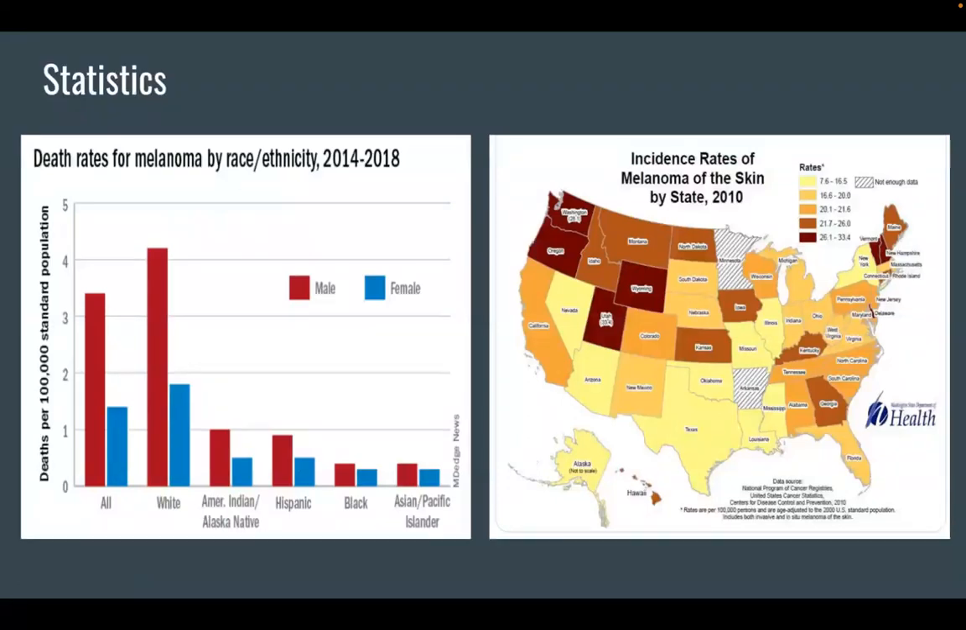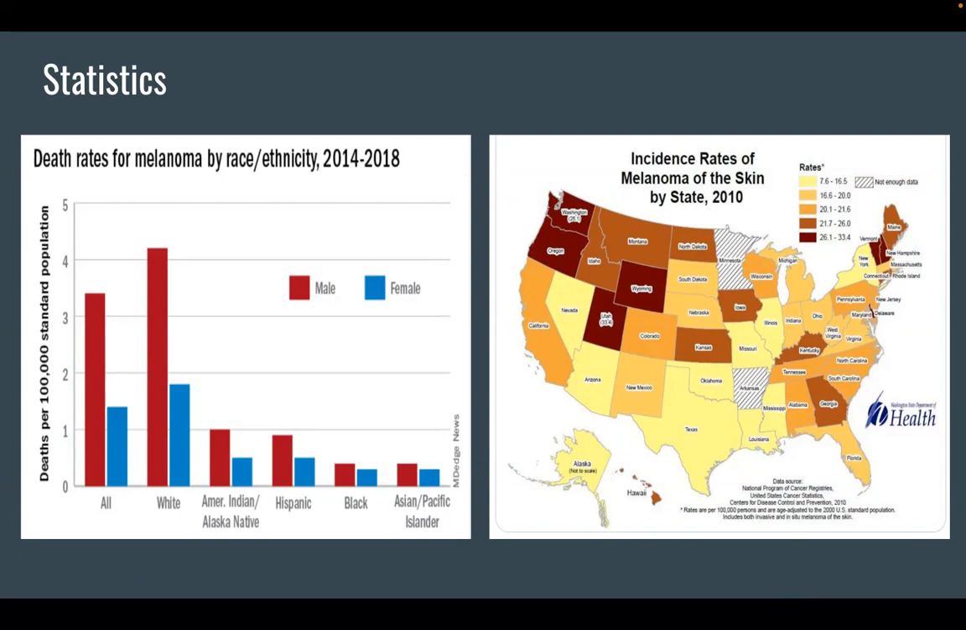So for the death rate of melanoma by race and ethnicity, males are more likely to die from melanoma. It is more common for females to develop melanoma, but they have a better prognosis. This is not exactly known why, but as you can see here, white males have the highest rate of death by melanoma. And it decreases as you go down for people who have darker skin colors. So African Americans are the least likely to die from melanoma. Not saying it never happens, but they are at a significantly lesser chance for this to occur.